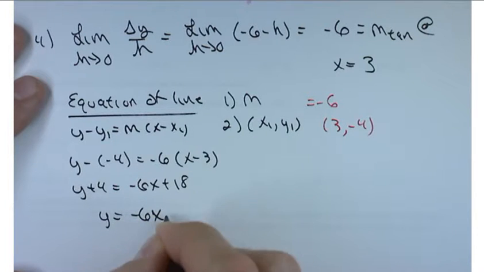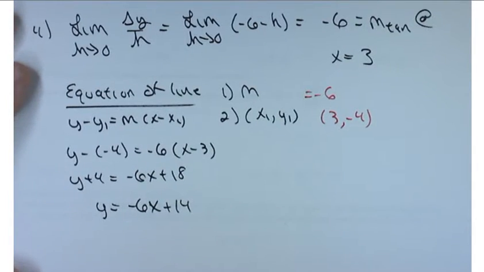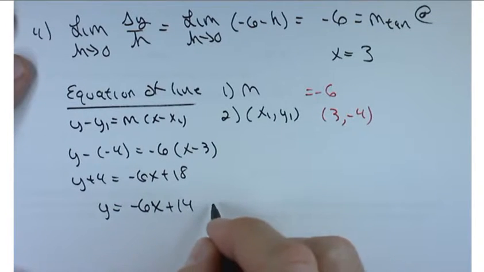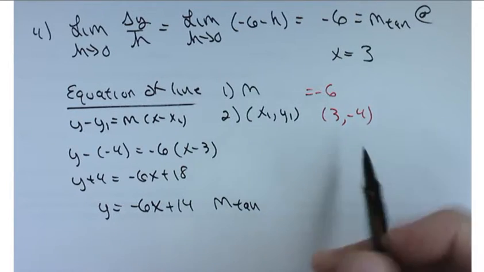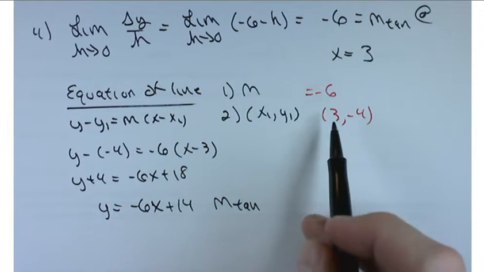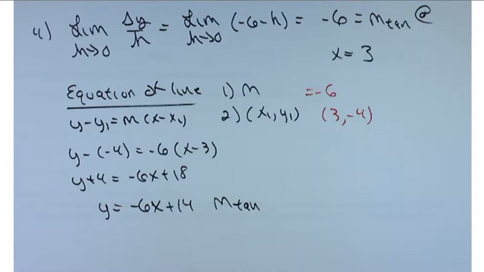I like my lines in slope-intercept form, so I'm going to go a little bit farther. Come up with the equation of the tangent line. So negative 6x plus 14 is the equation of the tangent line. Now what that means is at this point, that line should just kiss the function and then kind of skip off, ricochet off, like skipping a rock on Lake Superior.